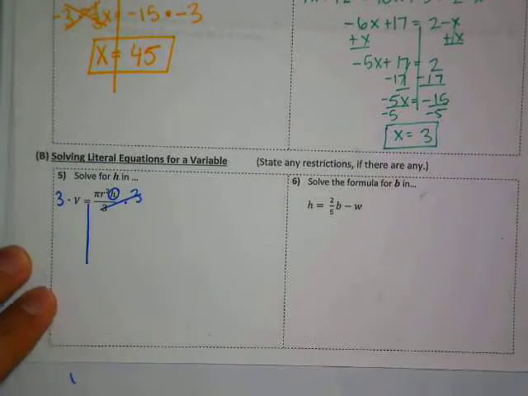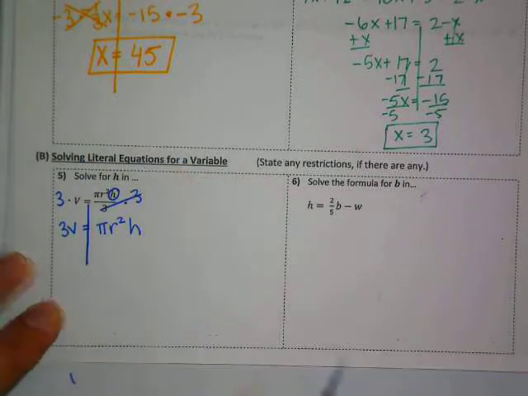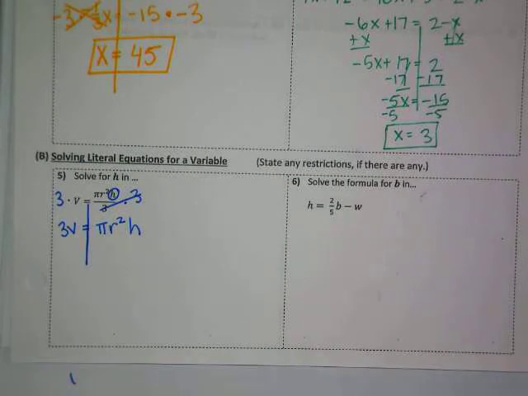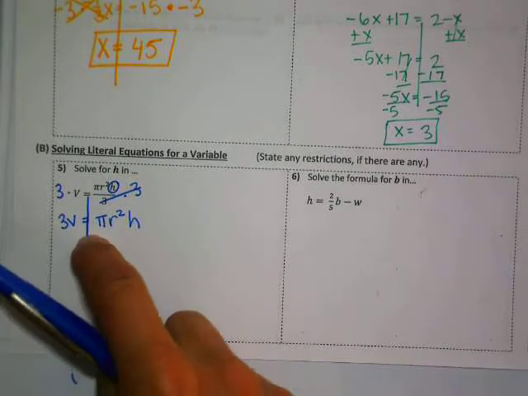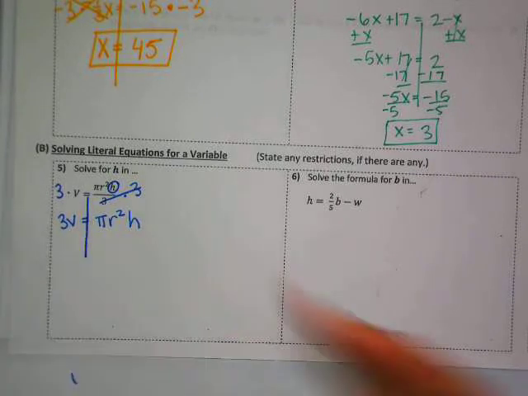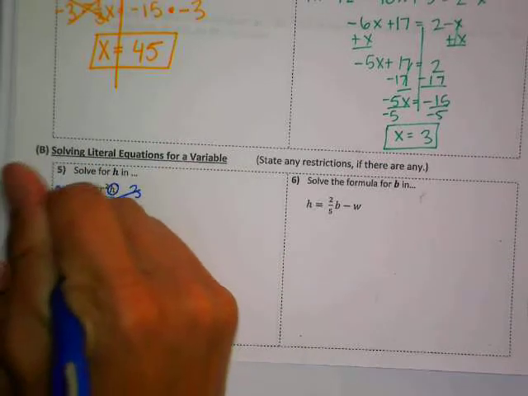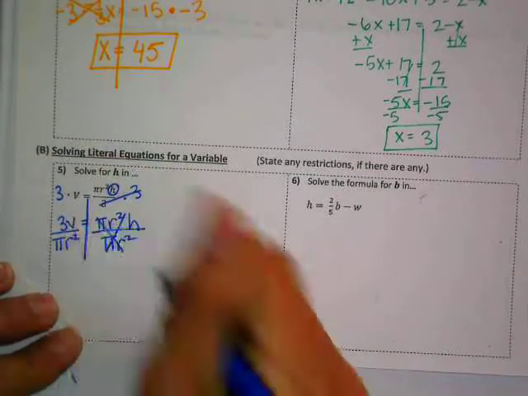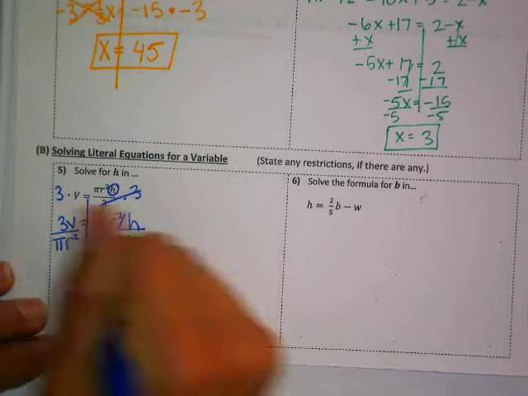So those guys go away. Now I have 3v plus pi r squared h. Alright, so remember I'm trying to get h by itself. So I want to get rid of the pi r squared. What is the pi r squared doing to the h? Multiplying. So how do you get rid of it? Divide. So divide by pi r squared, divide by pi r squared. And now h is by itself, and you have finished.